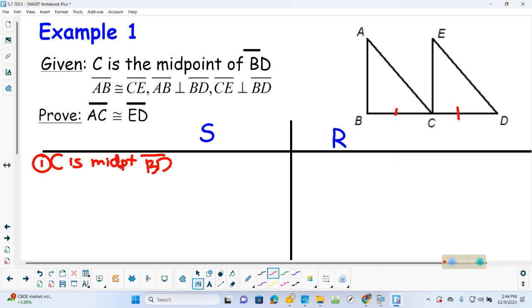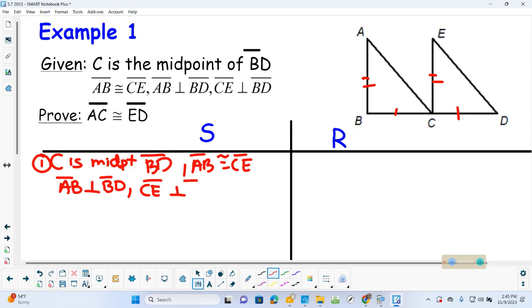Okay, let's continue on. AB congruent to CE. Now, they didn't mark that. I'm going to mark it. Oh, gosh. Okay, more. I'm going to move underneath it because I can't fit it all. AB perpendicular to BD. Okay, we'll mark something for that, or maybe you mark something for that. And then CE perpendicular to BD.